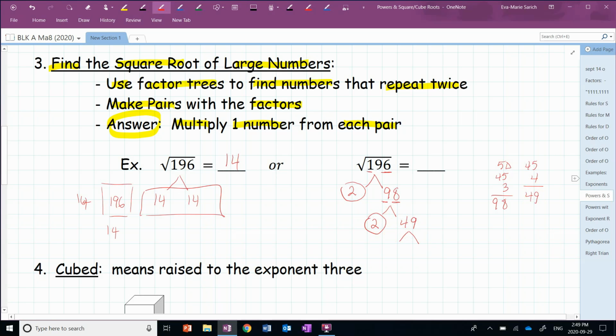Many of you are going to recognize that 49 can be broken down into 7 times 7. 7's a prime number. So maybe some of you are already recognizing that we've got a pair of 2's and we've got a pair of 7's. So we can take a number from each pair. So 2 from the first pair times 7 from the second pair. And when we multiply that number from each pair, 2 times 7 gives us 14. We just discovered the square root of 196 by looking for pairs, okay? You can see that we ended up with the same answer.